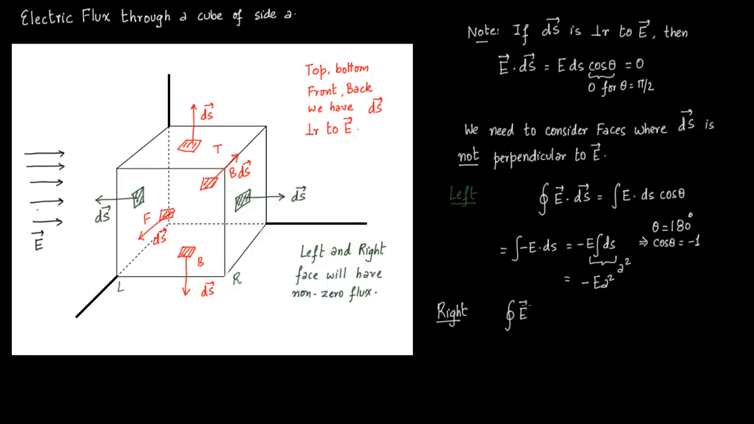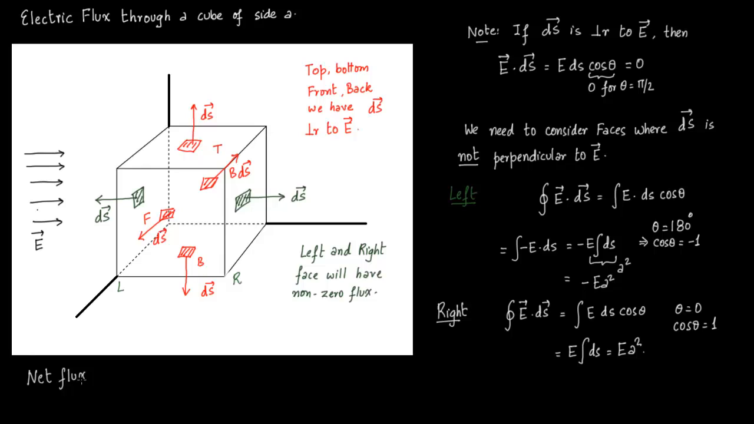Now we talk about the right face. Again we copy down the formula of flux, which is the surface integral of E vector dot product with dS vector. This is equal to E dS cos theta. Now dS vector and E vector are pointing in the same direction. So since they are pointing in the same direction, theta is 0. Therefore cos theta is 1. So you get E integral of dS, which is equal to E A squared.